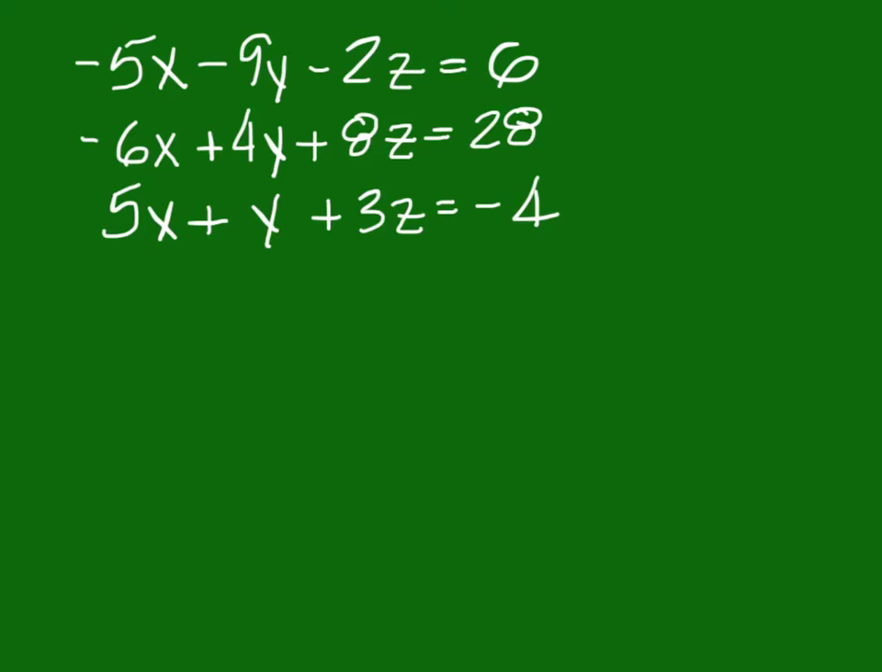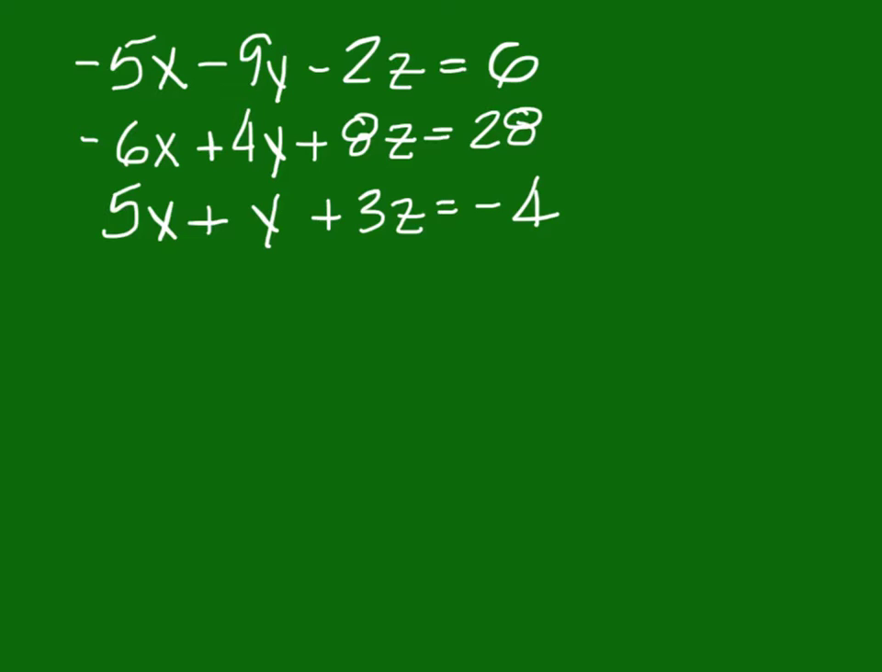Here's example 1. There are the 3 equations. Alright, so the first 2 that we start with are which ones? The bottom 2. So on the bottom 2 we have a -6 and a 5. What do I need to make out here? 30s. Yeah, 6 and 5. The lowest number that both will go into is 30.